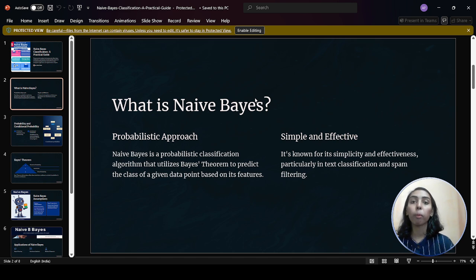It is a probabilistic approach. Naive Bayes is a probabilistic classification algorithm that utilizes Bayes' theorem to predict the class of a given data point based on its features. It is known for its simplicity and effectiveness, particularly in text classification and spam filtering.